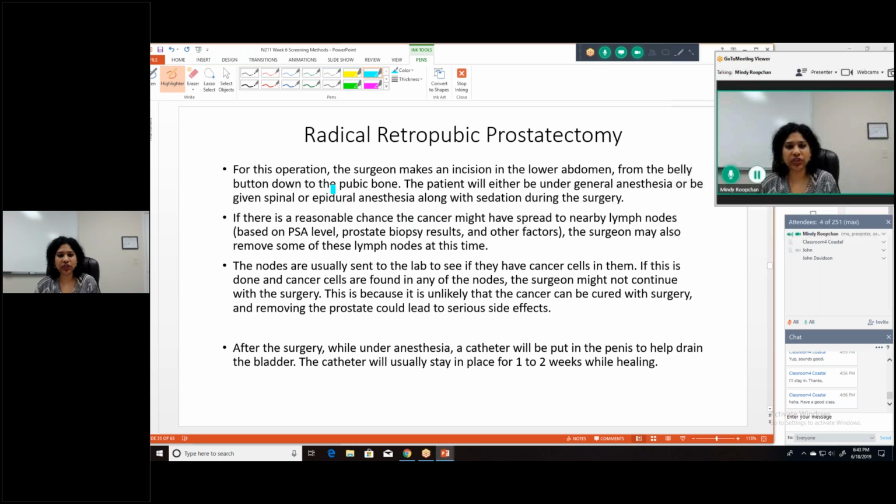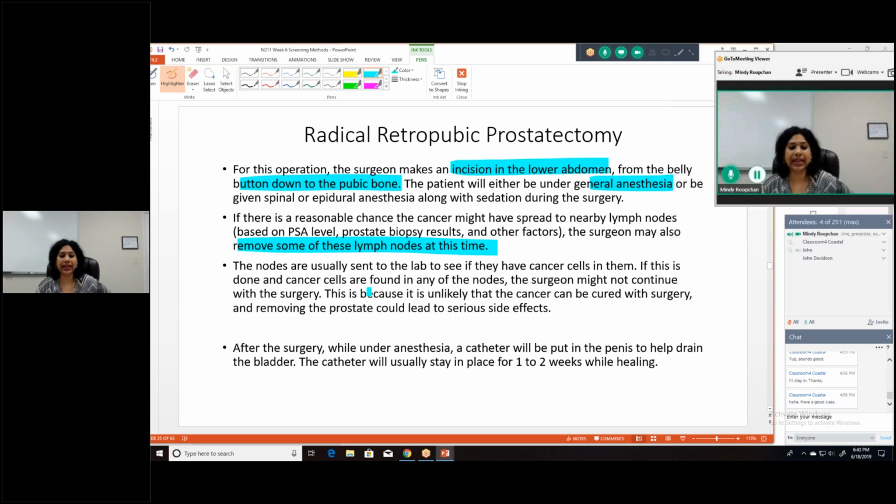So for this operation, the surgeon is going to make an incision in the lower abdomen from the belly button down to the pubic bone. The patient is under general anesthesia or either spinal or epidural with sedation. If there is a reasonable chance the cancer has spread to the nearby lymph nodes based on the PSA levels, the surgeon may also remove some of these lymph nodes while they're doing the surgery. The nodes are sent to the lab to see if there's any cancer cells in them.